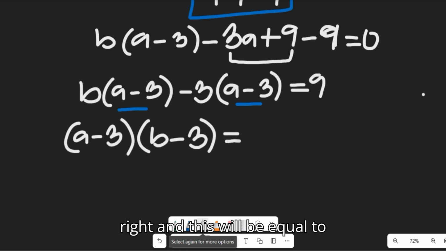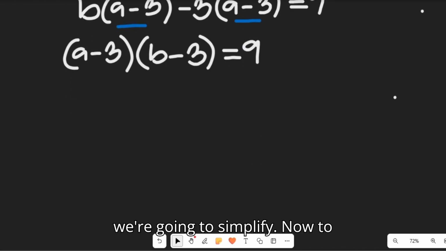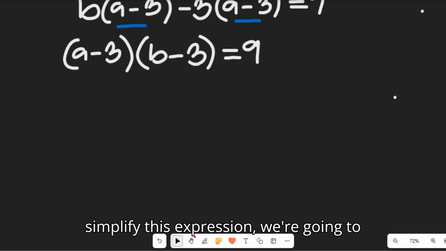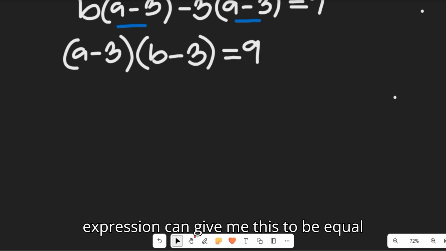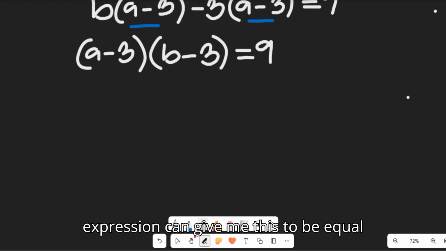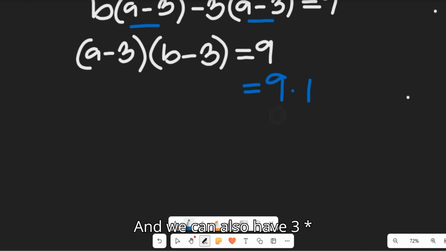And this will be equal to 9. Now, from this expression, we're going to simplify. If we simplify this expression, we're going to bring out 3 serious cases. This whole expression can give me this to be equal to 9 multiplied by 1, and we can also have 3 multiplied by 3, and then we can also have 1 multiplied by 9.